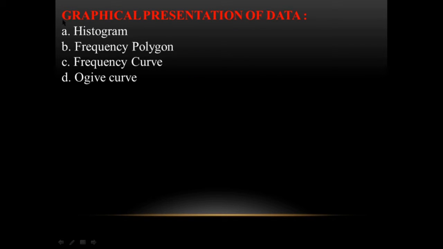Students, today we are going to learn the second method of representation of data, that means graphical presentation of data. Now, the graphical presentation of data is classified into four different groups. One is histogram, frequency polygon, frequency curve, and Ogive curve.